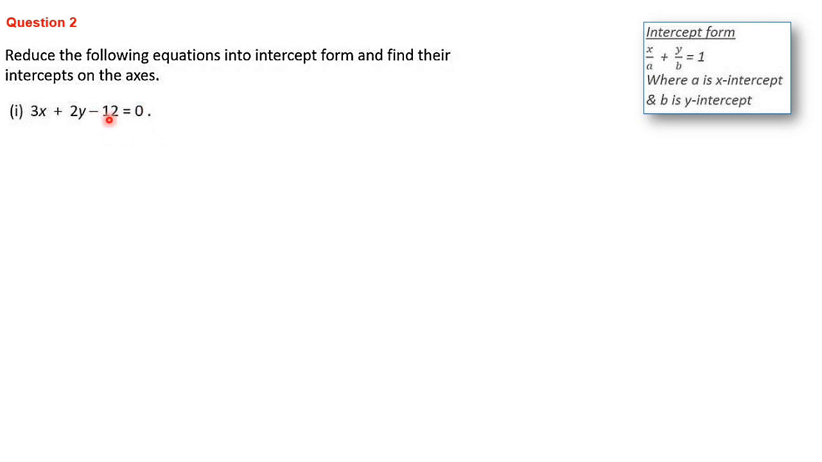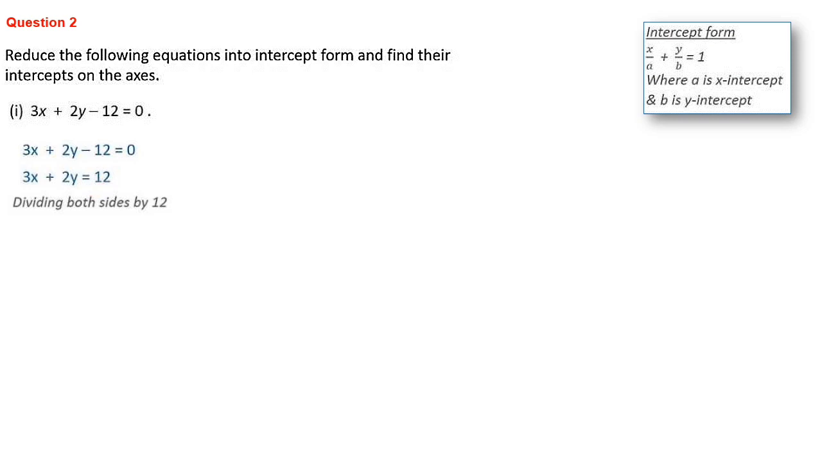So here there is a constant on the left side, we can bring it to the right side. So 3x plus 2y minus 12 is equal to 0. When we bring this minus 12 to the right side, it comes as 3x plus 2y is equal to 12. Now you see x, y, constant. The first step is over: x, y, constant. But here the constant on the right side is 12, and we want 1, so we don't want this 12. What we can do is divide throughout by 12.